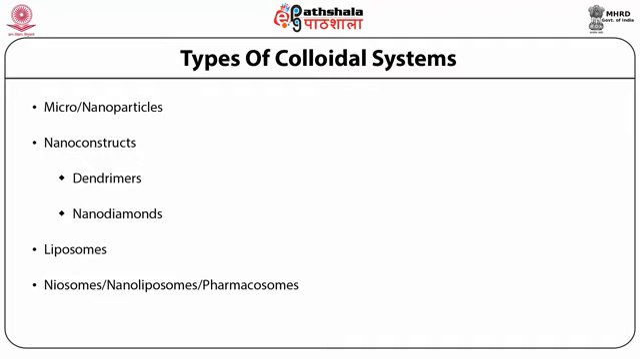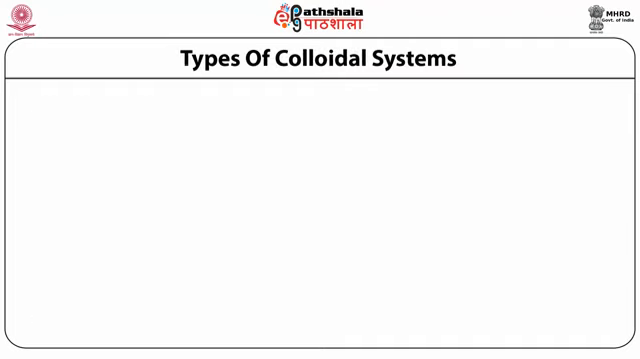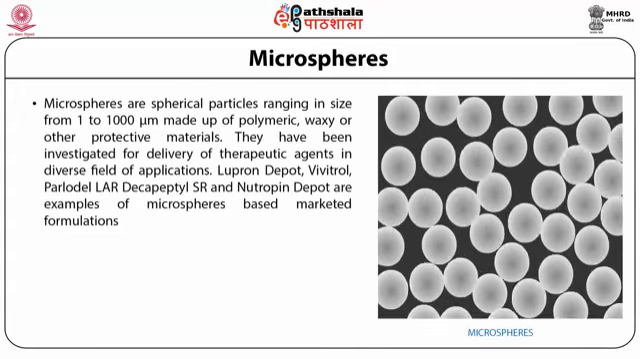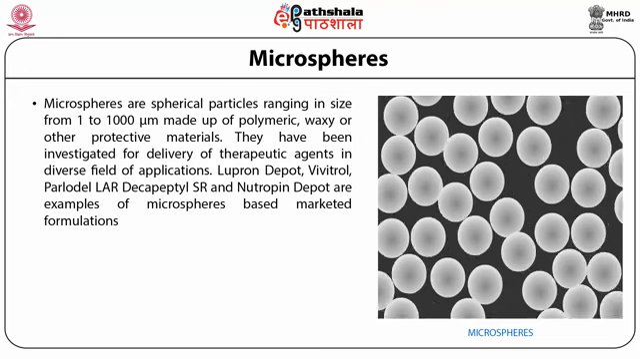Then another class is microparticles or nanoparticles. Then we have specialized emulsion systems. Nanoconstructs can be divided into different types: nanoemulsions, dendrimers, and nanodiamonds, so all these cover the whole range. Then we have liposomes, neosomes. Now the first types of carriers are microspheres and pharmacosomes.